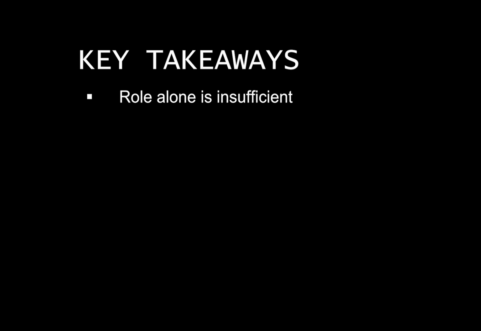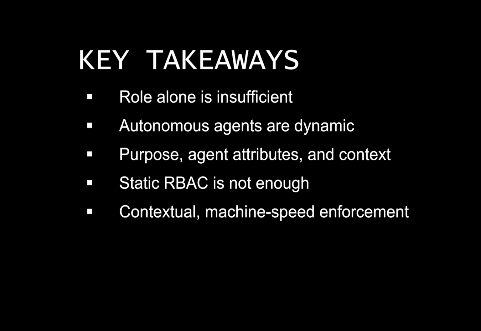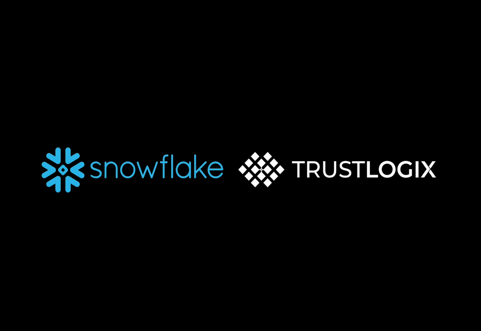The key takeaway is that traditional role-based access control is not sufficient for autonomous agents. These agents are dynamic. Access decisions must consider purpose, agent attributes, and the context when invoking the agent. Static RBAC is just not a solution. Autonomous systems require contextual, machine-speed policy enforcement, and this is what Snowflake and TrustLogix deliver.